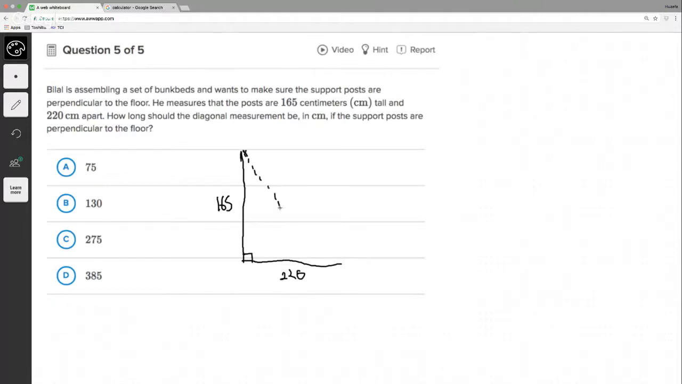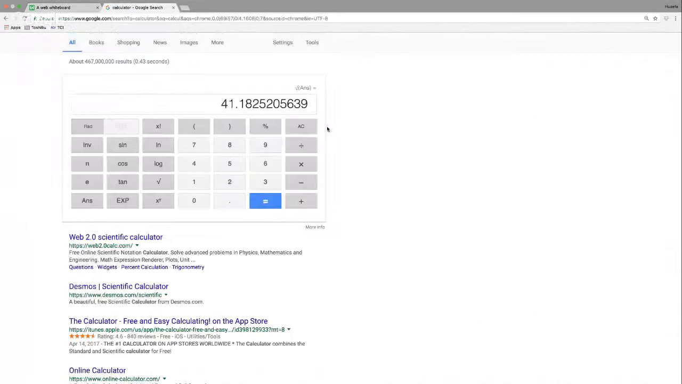Well, of course, we're in right triangle zone, so we should know that this is a right triangle. But now let's take a look and see if we can calculate this. We got our A, we got our B, so we just need to find C. So it's A squared plus B squared equals C squared. So 165 squared plus 220 squared equals C squared. We're gonna do this whole thing on the calculator.